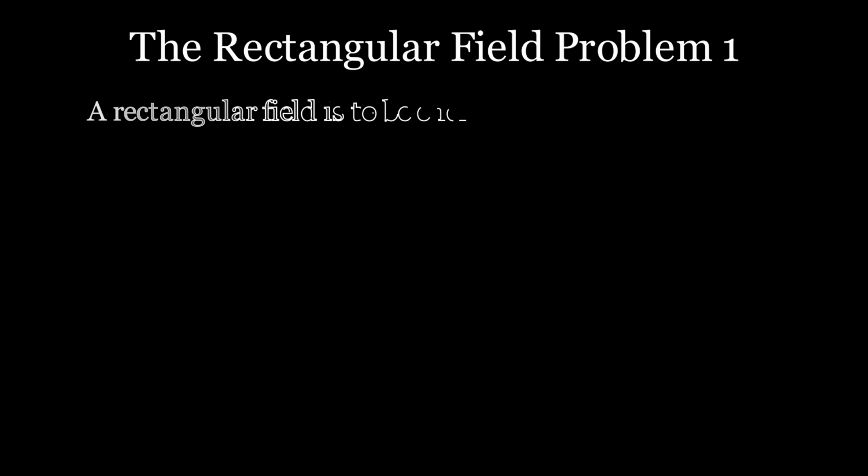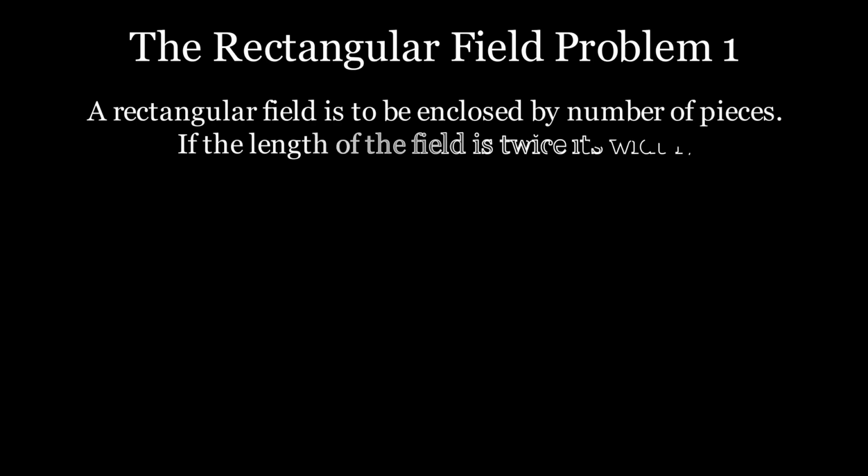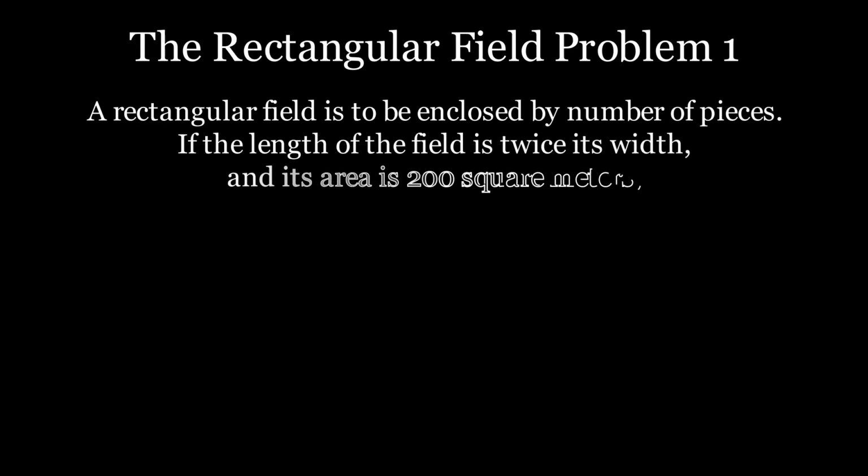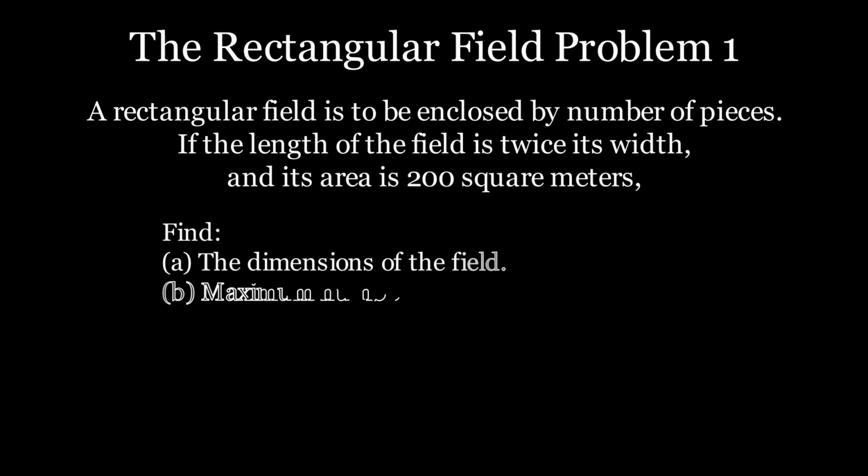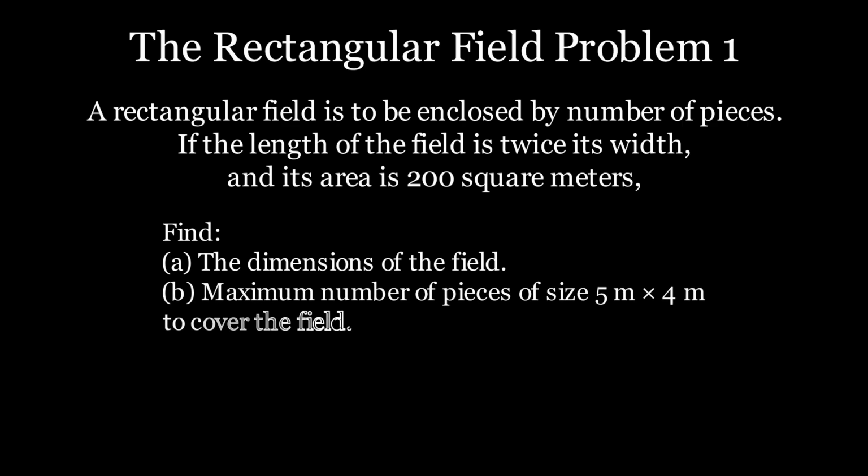Let's solve the rectangular field problem. A rectangular field is to be enclosed by a number of pieces. If the length of the field is twice its width, and its area is 200 square meters, find the dimensions of the field and the maximum number of pieces that can cover it.